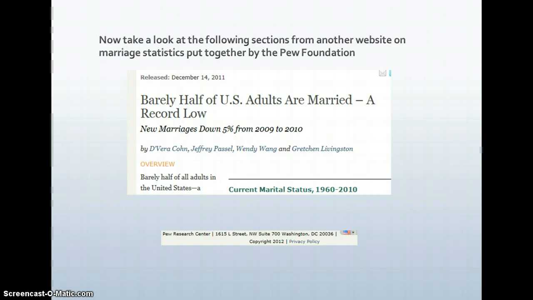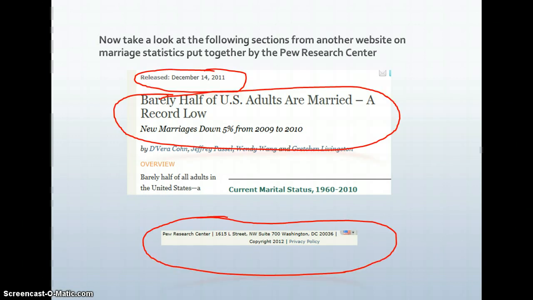Okay, now take a look at the following sections from another website on marriage statistics put together by the Pew Foundation. If we look at the bottom of the page, we can see that the copyright is 2012. So basically it was updated fairly recently. This particular page was published to the web on December 14th, 2011. And then if you look in the middle, you can see that a lot of the statistics and information that they are using are from 2009, 2010.